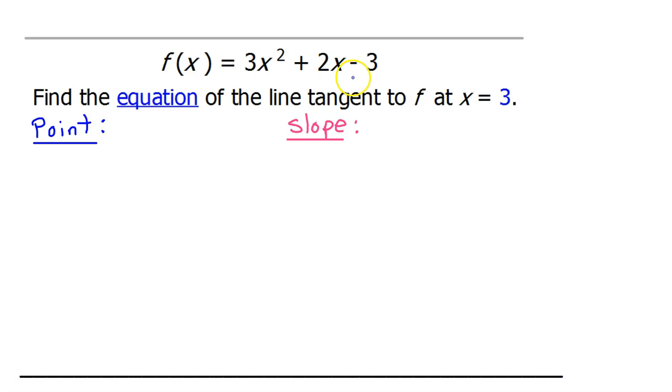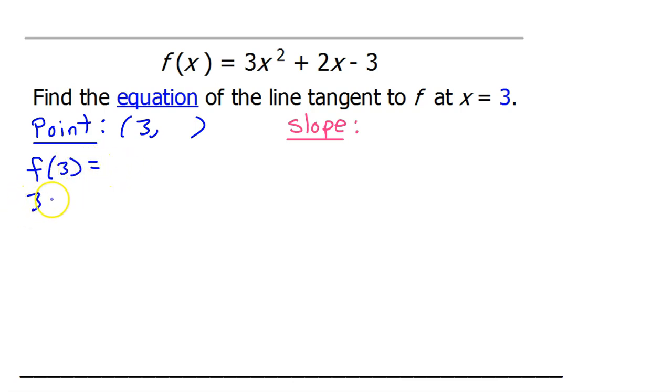Let's try out this example. To find the equation of the tangent line at x equals 3, we're going to need a point and the slope. The point is going to be 3 comma something. They're giving us the x value. So we need to find the y value, the output value that goes with this input value. Well, to find the y value, you simply plug in the x value. So we need to find f at 3.